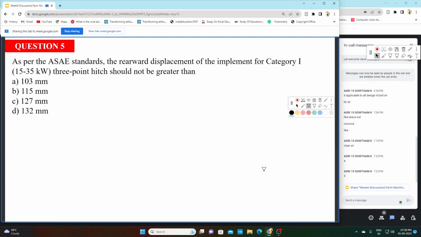Okay, so let me move to the next question. As per the ASAE standard, the rearward displacement of the implement for category 1, that is 15 to 35 kilowatt 3-point hitch, should not be greater than, these are the four options. Option A is 103 millimeter, option B is 115 millimeter, option C is 127 millimeter, and option D is 132 millimeter. So any guesses for this?